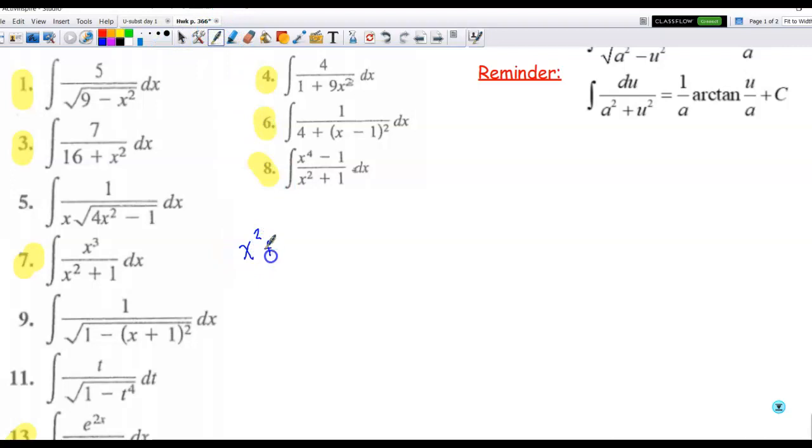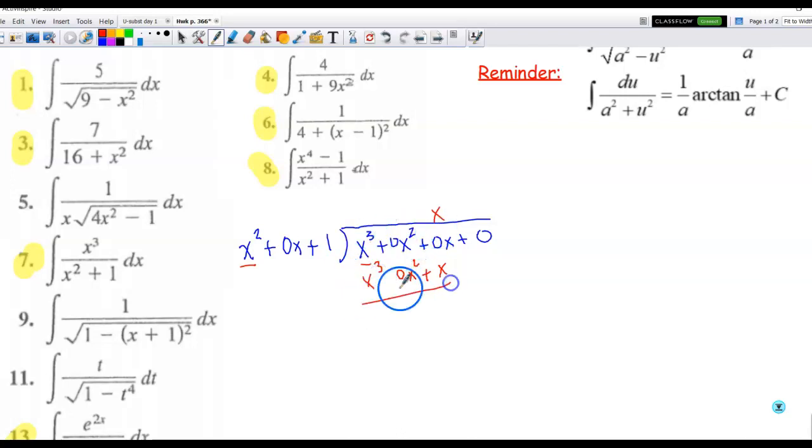So I'm going to do x squared, I'm going to put a placeholder for 0x, and then I'm dividing into x cubed. We'll see how far we need to go, plus 0x squared, plus 0x plus 0. Just putting in placeholders, sort of like place value with numbers. x squared times what makes x cubed? That's going to be x. So I multiply and I get x. 1 times x is x. And then I get 0x squared. x times x squared is x cubed.